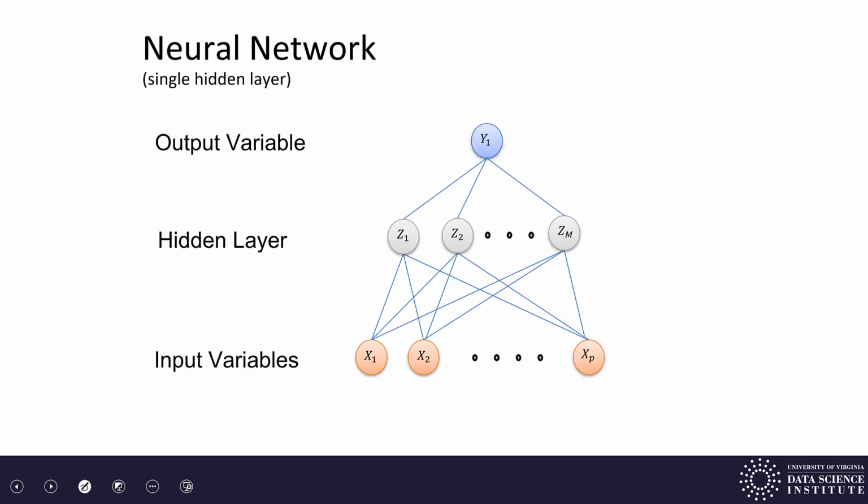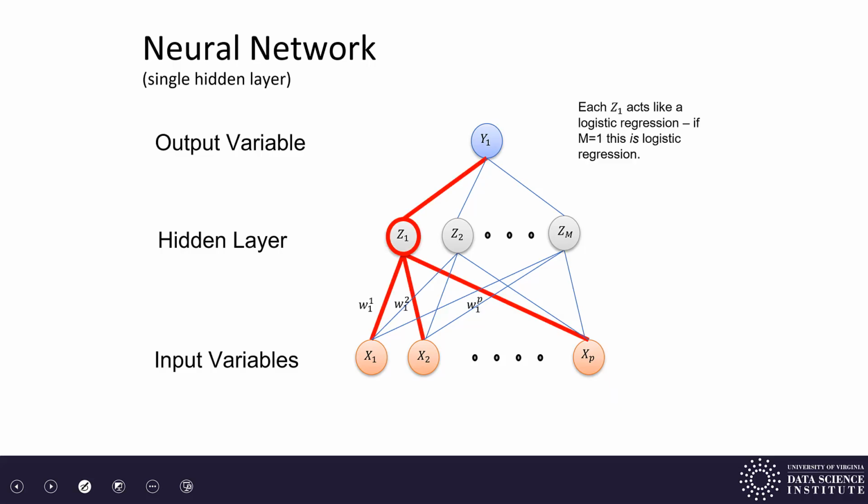Here's how a neural network works. You start with your input variables. These blue thin lines show us the flow of information. Let's look at this one piece in the neural network. What this Z1 is, we take each of our input variables and multiply it by these W's, which are the weights for those input variables. The subscript tells you which Z you're going into, and the superscript tells you which X you're coming out of. So W11 is going from X1 into Z1.